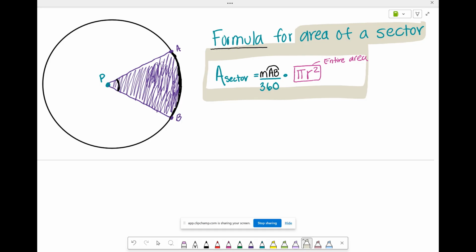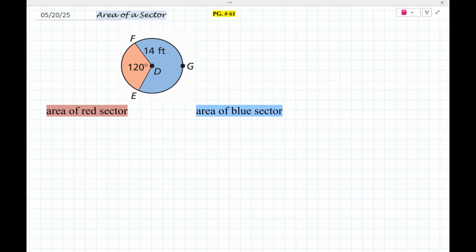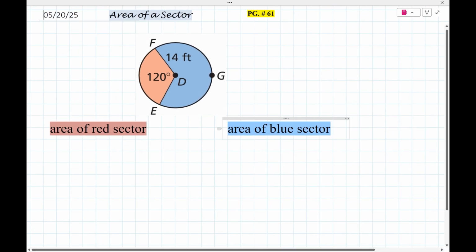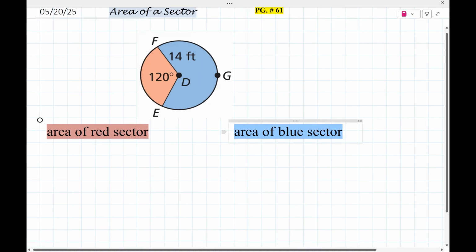All right, let's look at a problem then. Here we have two different sectors on the circle. We have the blue sector and we have the red sector. We're going to start with the red one, since it's the smaller one.